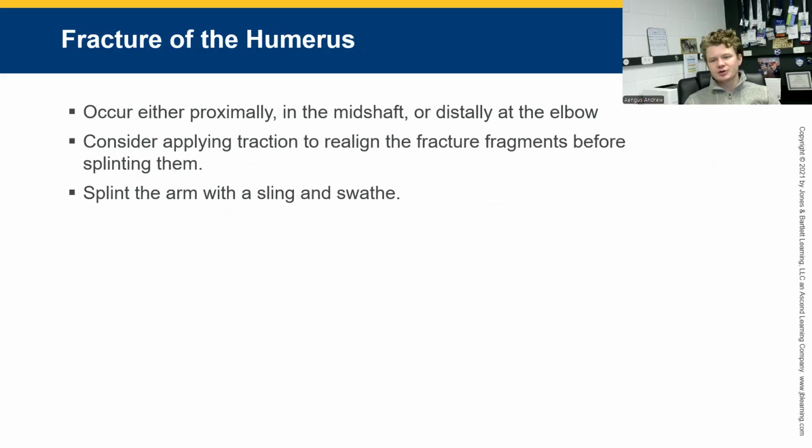All right, fractures of the humerus. Any of our long bone fractures can occur proximally, mid-shaft, or distally. Here they say consider applying traction to realign the fracture before we splint it. Remember that at least here in New York, we're not going to apply traction to any of these long bone injuries unless we don't have that present circulation, motor, and sensory distal to where the injury is. So 99% of these injuries, we're just going to do the sling and swath like we talked about. If we don't have the intact CMS, then we might apply some traction to try and realign things.